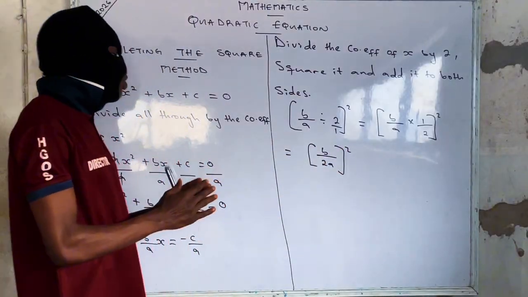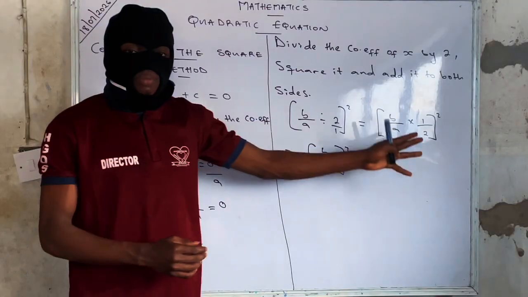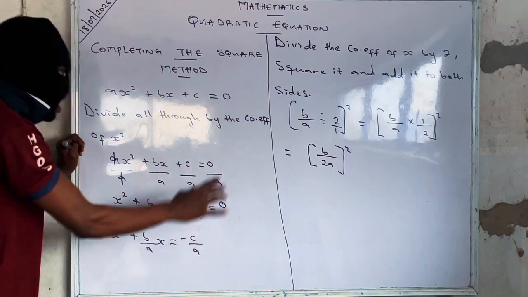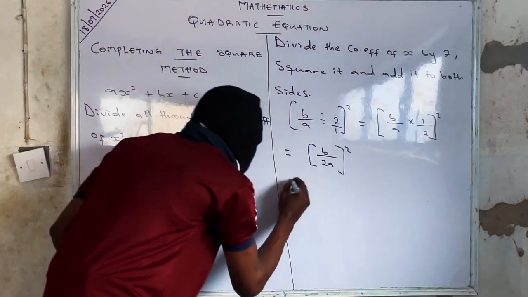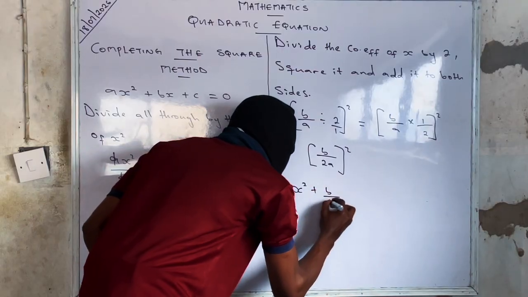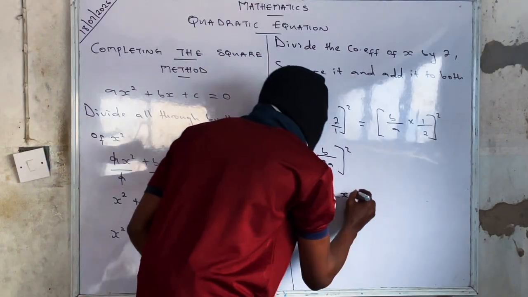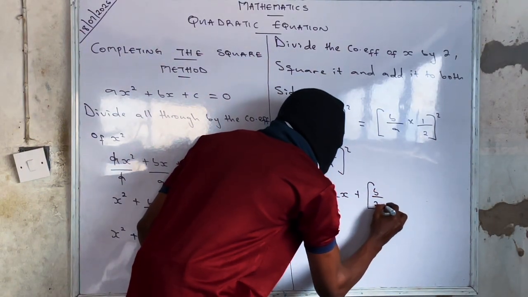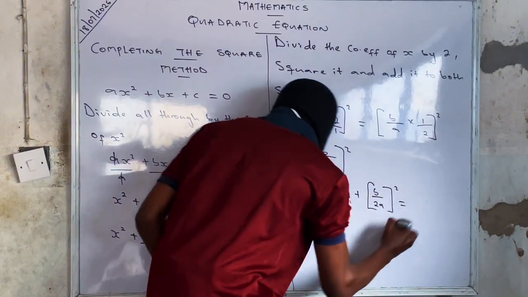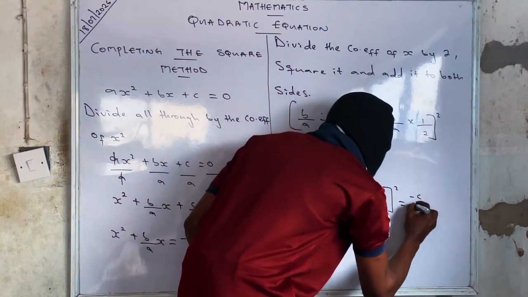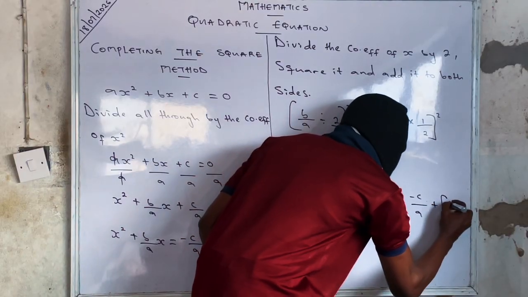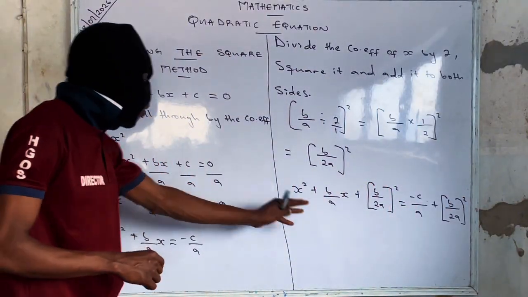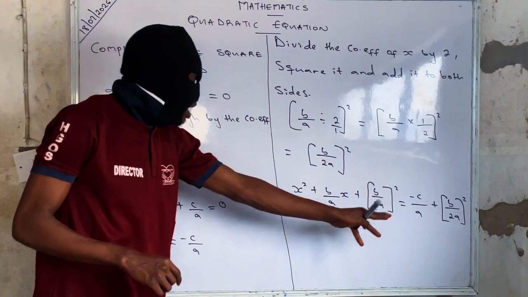Now since you have been able to evaluate this, let's add it to both sides. We have two sides here: this side and this side. So we are adding it to both sides. It now becomes x squared plus b over a x, plus, in brackets, b over 2a squared, equals minus c over a, plus b over 2a squared. You can see we have added it to both sides.